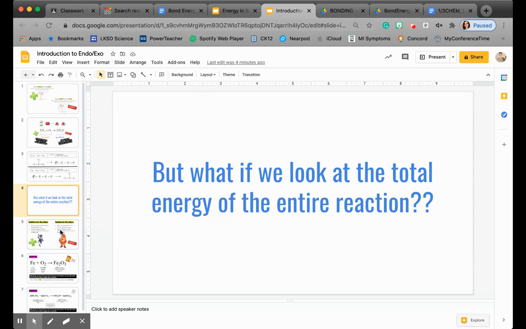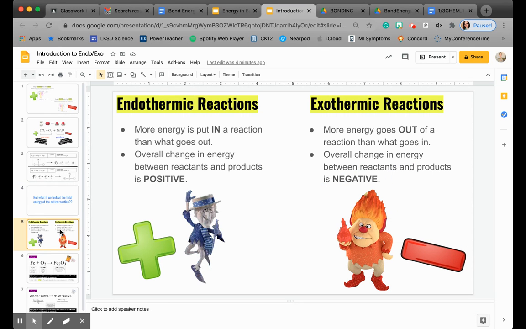And at that point, we can start classifying reactions as being either endothermic or exothermic. So endothermic, you guys are probably familiar with. I think you guys mentioned that you've heard of them previously, which is good. Here's your quick review. Endothermic reactions: more energy is being put into the reaction than what comes out of the reaction. So the overall change in energy between the reactants and the products is positive. More energy is being put in kind of sounds like endothermic, right?